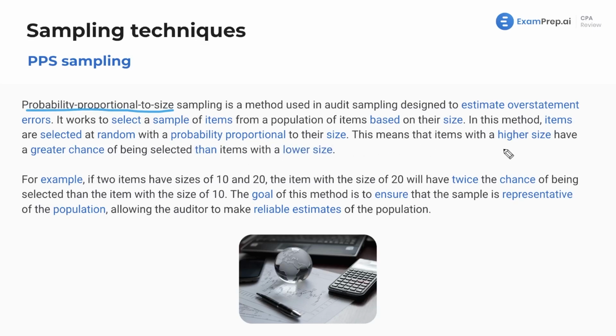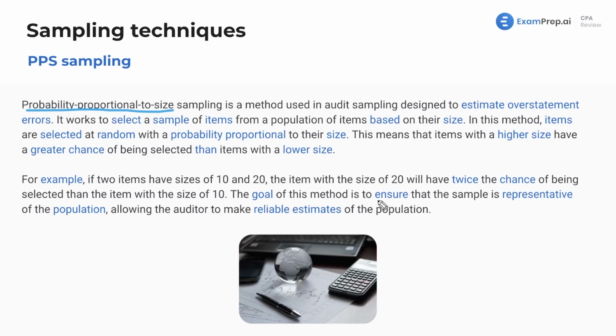This means that items with a higher size have a greater chance of being selected than items with a lower size. What do we mean by that? For example, if two items have sizes of 10 and 20, meaning maybe you've got a $10 invoice and a $20 invoice, the item with the size of 20 will have twice the chance of being selected than the item with the size of 10. And this could apply to anything, right? You've got a receipt for $10, a receipt for $20. You've got interest expense payment for $10 or $20. So these are individual transactions, or maybe it's a $10,000 account balance or a $20,000 account balance. The item with the higher size will have, in this case, double the chance of being selected.